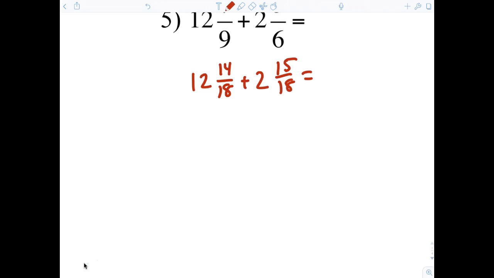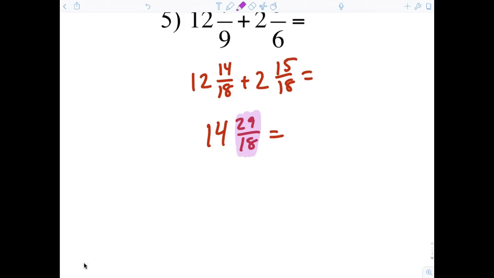So, Ben, what do we got? 14 and 15, 29 over 18. Beautiful. Now, of course, we're not leaving it like that. So you have to put it into a mixed number. Okay, so we're looking at the improper fraction here, 29 over 18, right? So what is that the same as?